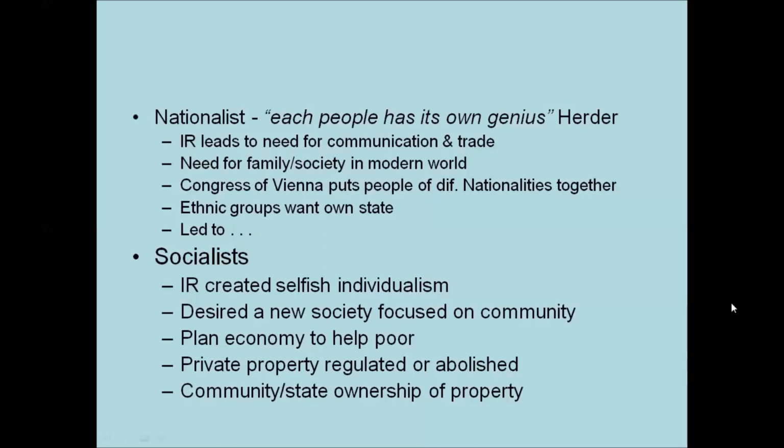So the Congress of Vienna, the one problem with it is it put people of different nationalities together in order to balance power. So what you're going to find is a lot of the battles during the 1800s, and what will lead into actually World War I, is this idea that ethnic groups want to have different countries, want to have their own states. They don't want to be put together, and that's still an issue even today. So it's going to lead to conflict. So those are the nationalists.